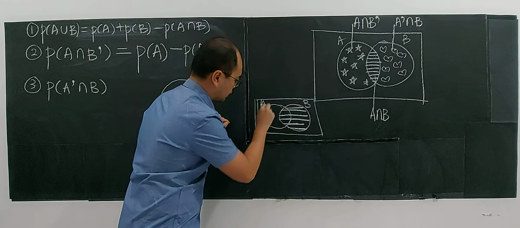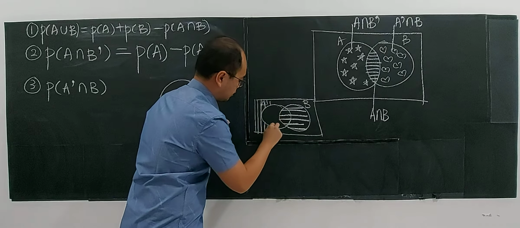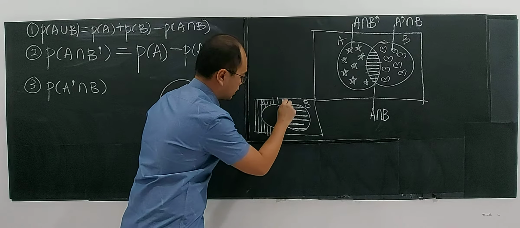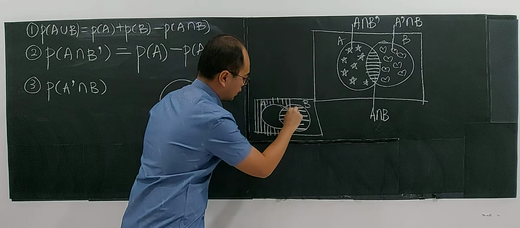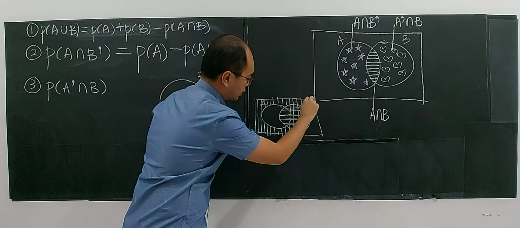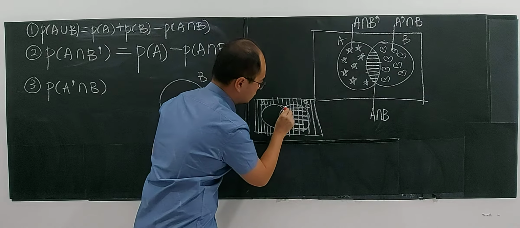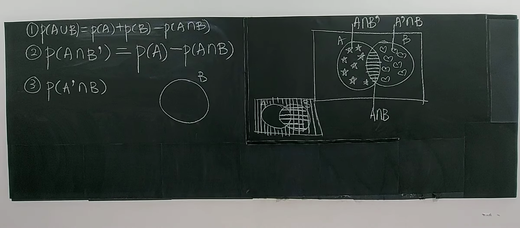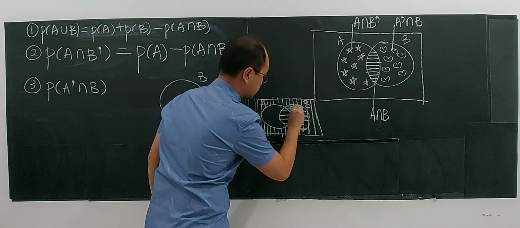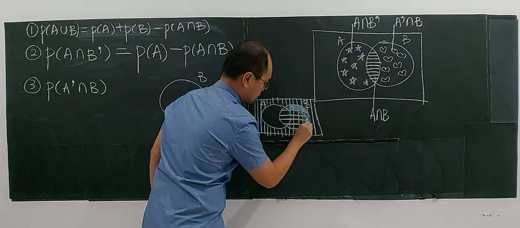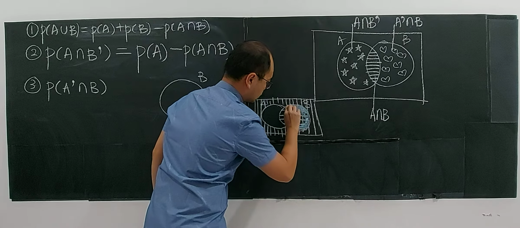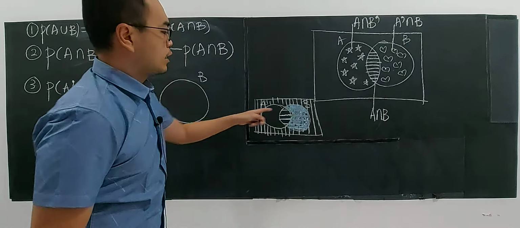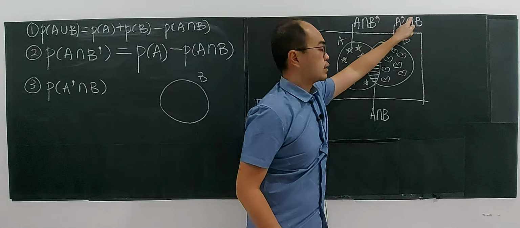So I'm going to draw a vertical line, and this vertical line is not inside A. It's the complement of A. So can you see where they cross? Where they cross, it is only this region. If you see carefully, I'm going to color this region. This region is the heart region, where it is A prime intersecting with B.